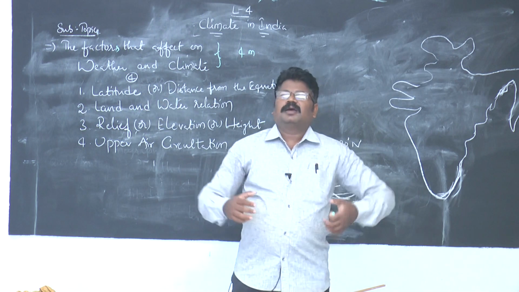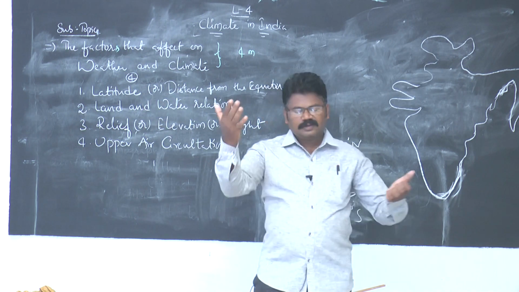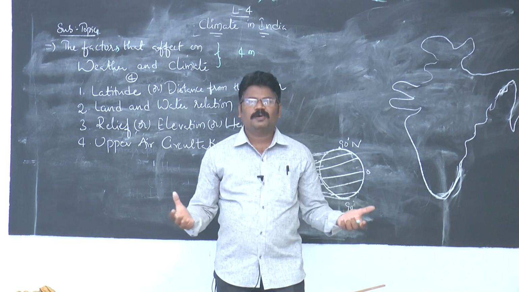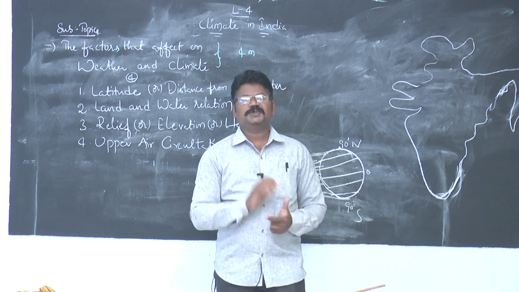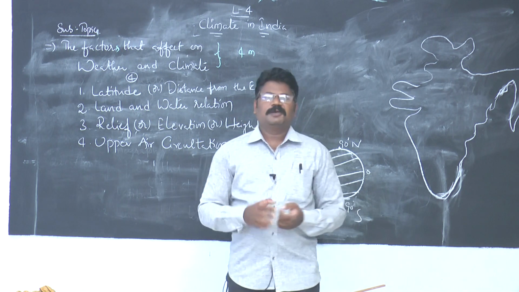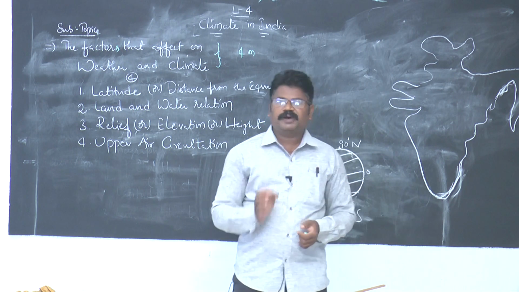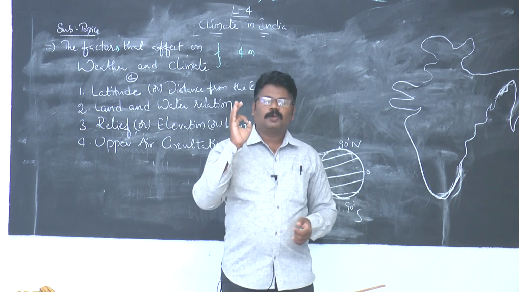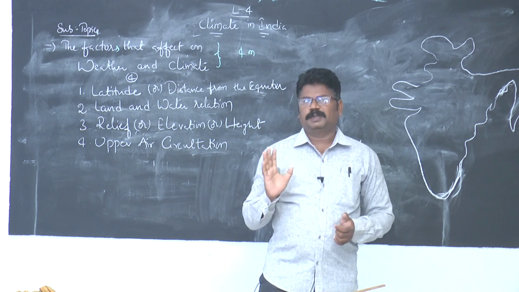Longitude means the lines which are drawn vertically on the globe or on the map. They are called longitudes, and they are useful in some ways. With the help of longitudes, we can know the local time of the place.